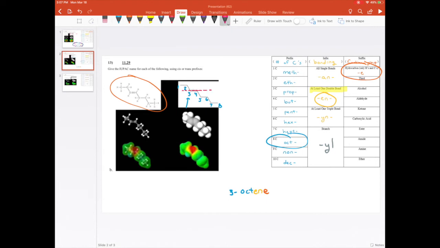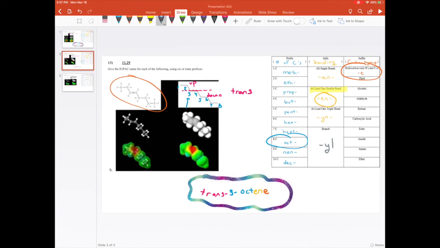So start by drawing a dotted line down the long end of the double bond. Now the carbon here on the left is going up, the carbon chain on the right is going down. Those are opposite sides of that dotted line, and so this would be a trans double bond. So this is going to be trans-3-octene, and that would be the IUPAC name for this molecule.